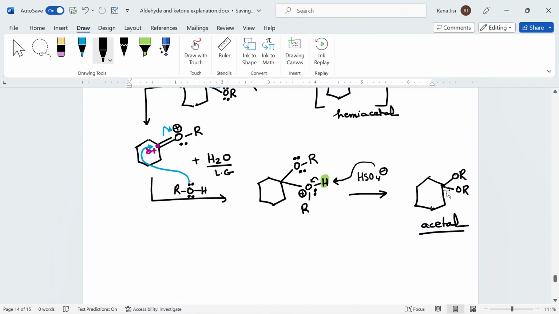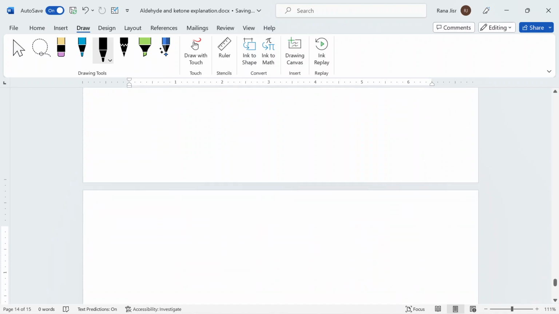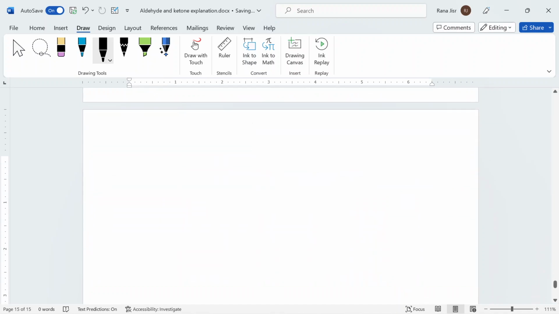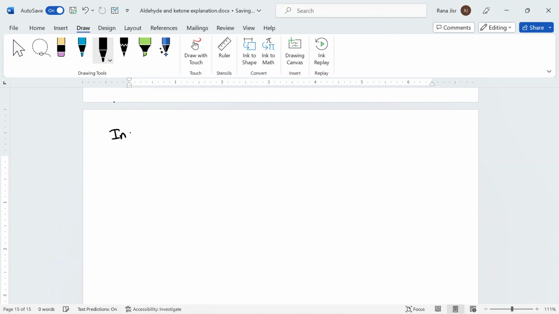We can also form cyclic acetals instead of forming regular acetals by doing an intramolecular reaction. So let's do the intramolecular version where we form a cyclic acetal product.